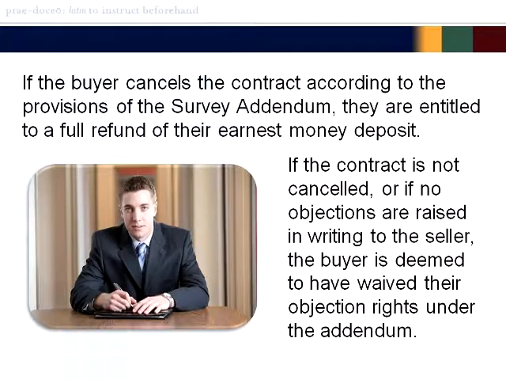If the buyer cancels a contract according to the provisions of the survey addendum, they are entitled to a full refund of their earnest money deposit. If the contract is not canceled, or no objections are raised in writing to the seller, the buyer is deemed to have waived their objection rights under the addendum.